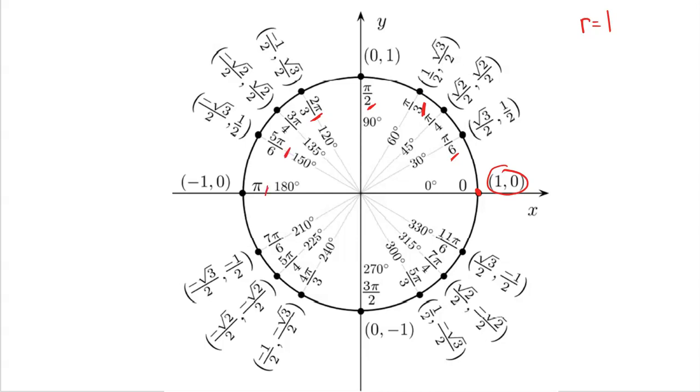5/6. 6/6, which is 1 pi. 7/6. 8/6. 9/6. 10/6. 11/6. And then finally 12/6. 12/6 would be 2 pi, or a full circle.